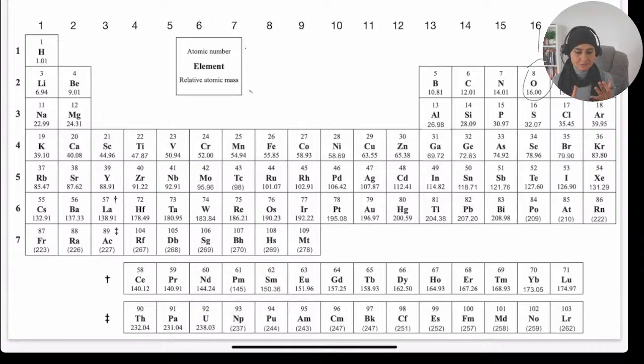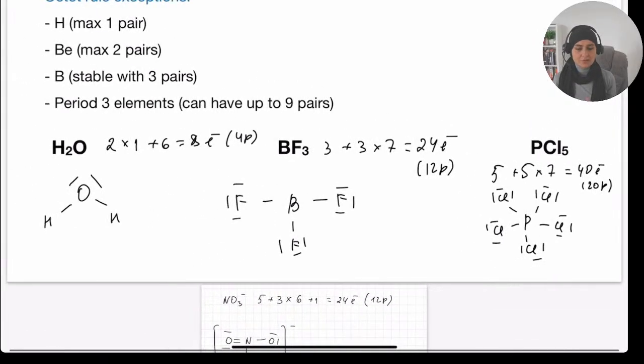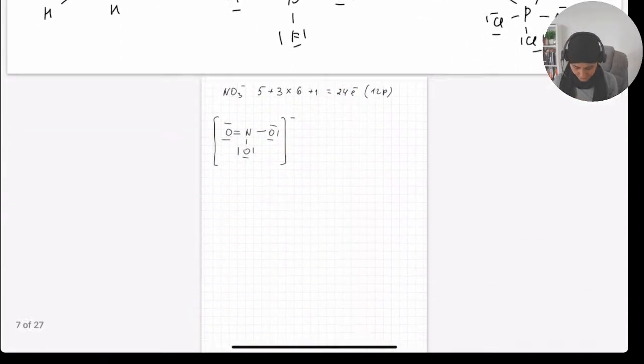And for example, NCl5 does not exist because nitrogen cannot have more than an octet. Its outer shell is the second shell, and the second shell doesn't have 3D. So nitrogen can only have an octet, and that's the reason why NCl5, nitrogen pentachloride or whatever that is, does not exist. Right. Okay, so we went through exceptions.